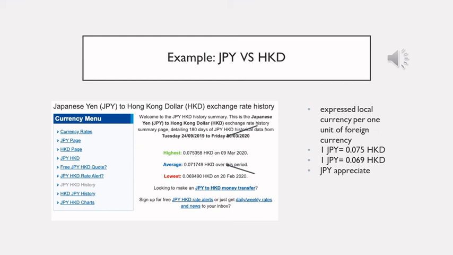Within the period, the highest rate is 1 Japanese yen to 0.075 Hong Kong dollar, and the lowest rate is 1 Japanese yen to 0.069 Hong Kong dollar. As you can see here, the Japanese yen appreciated from the 20th of February 2020 to the 9th of March 2020.